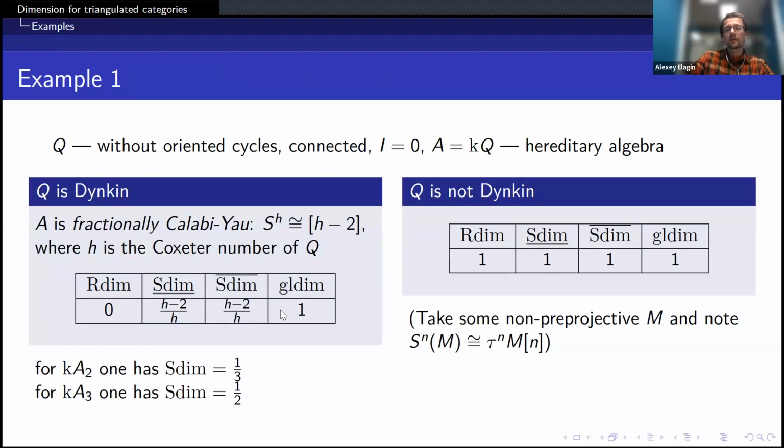So, as you can see, Serre dimension can be a rational number and not an integral number. For kA2, where A2 is a quiver with two vertices, Serre dimension is 1/3. That's the minimal known positive value of Serre dimension. For kA3 we have 1/2 and so on.